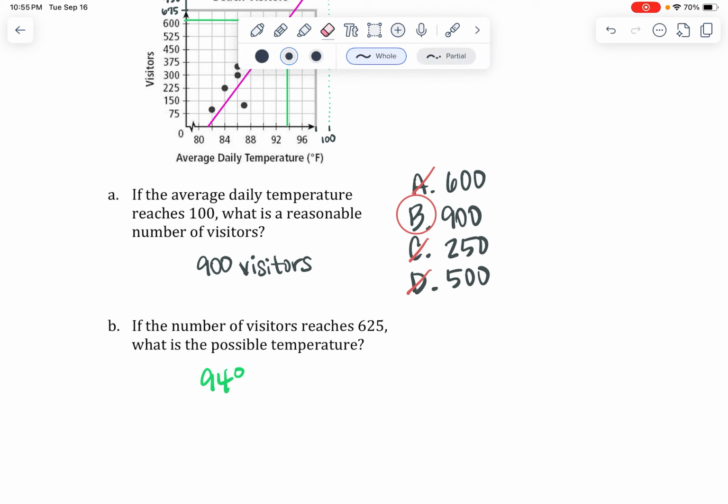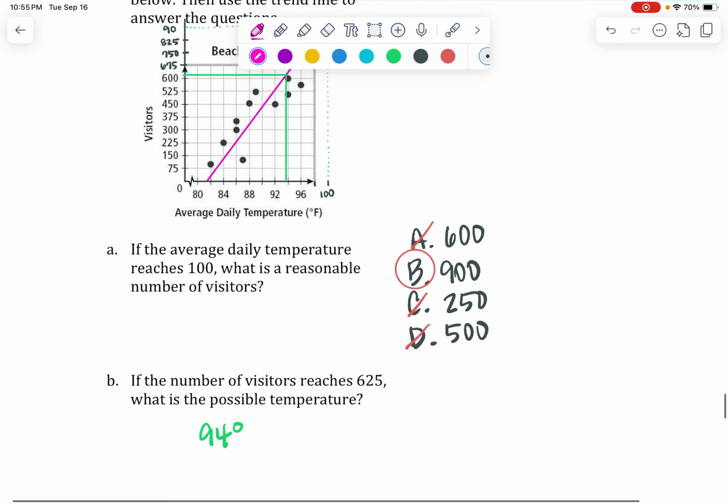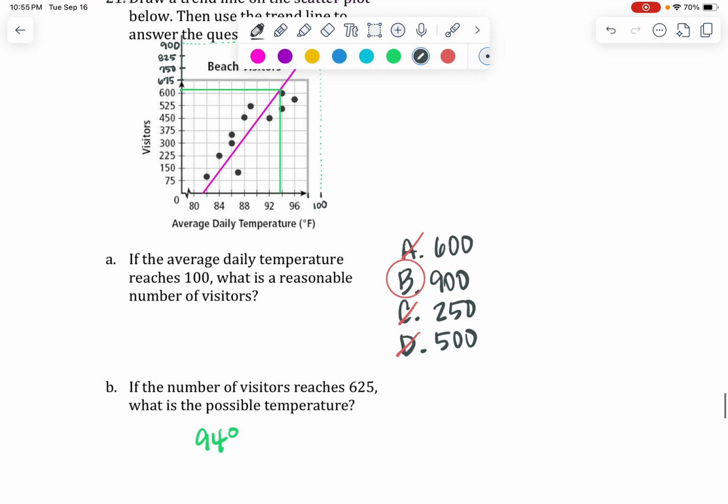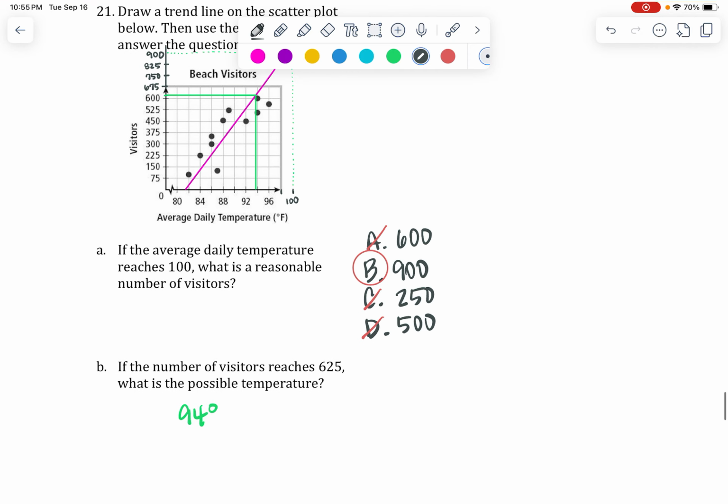Again, if you don't get 94 degrees, sorry, I'm going to color code this. What did I say? 900. Oh, I lost my little zero. Hold on. Sorry, guys. Oh, never mind. I used the same color. I probably shouldn't have done that.